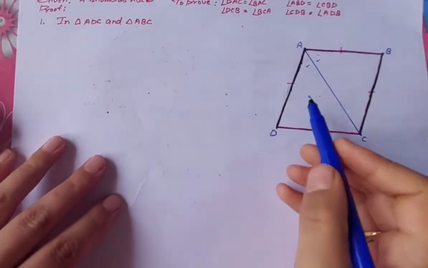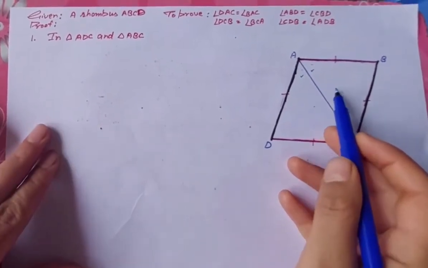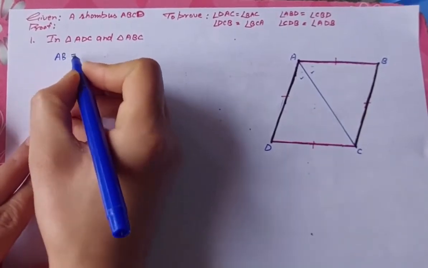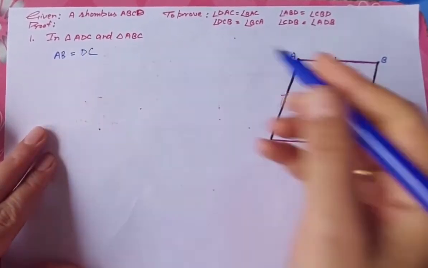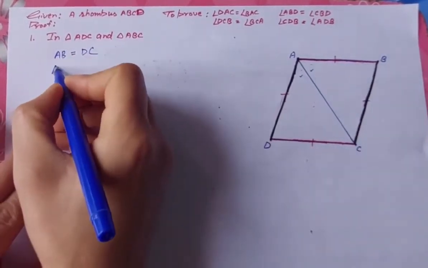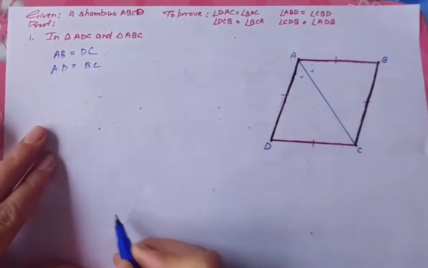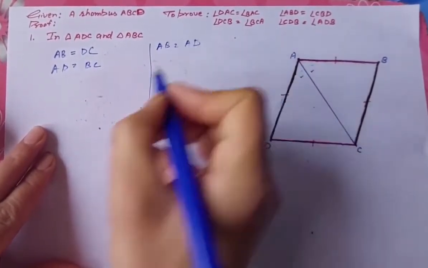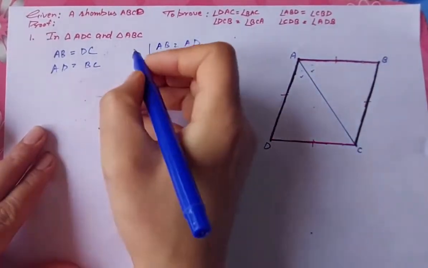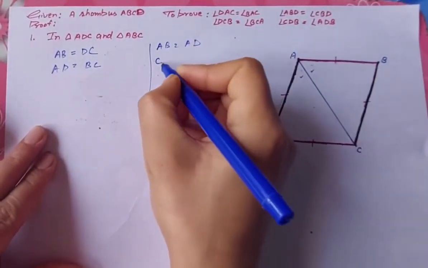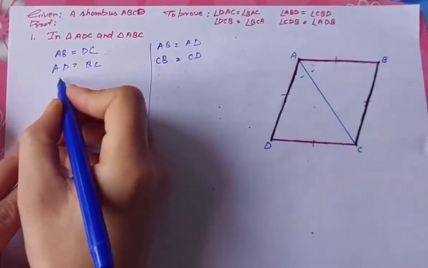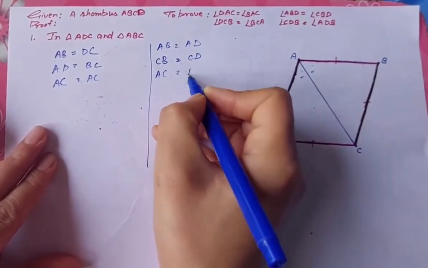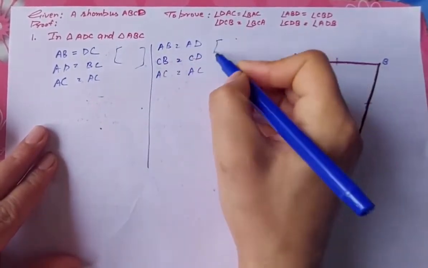Okay. So in this question, in these two triangles, you can write AB equals DC and AD equals BC. On the other hand, you can also write AB equals AD and CB equals CD. And the third equality is AC equals AC. Here also AC equals AC.